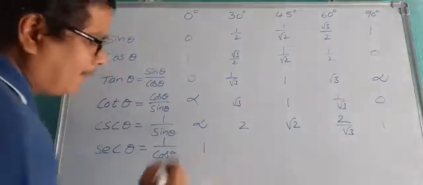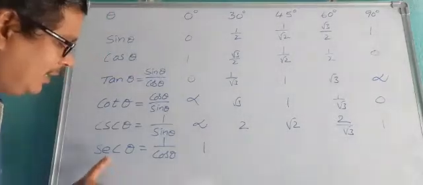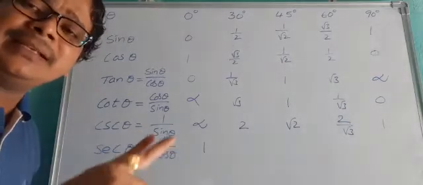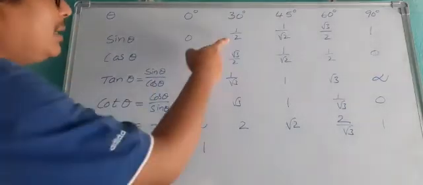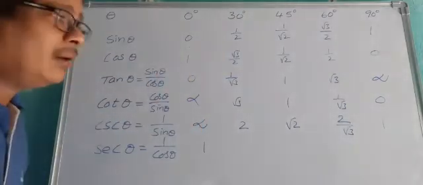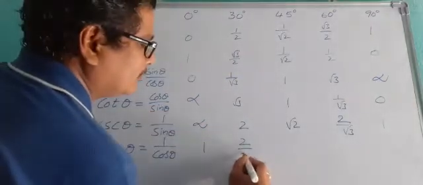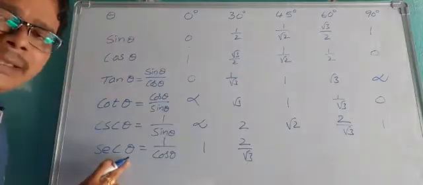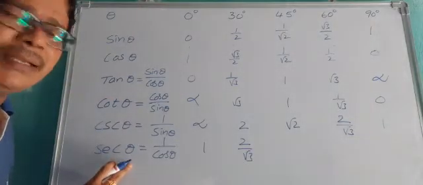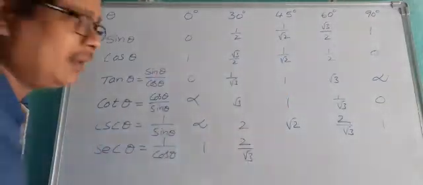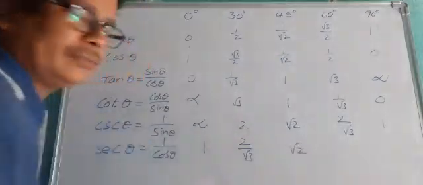Like 1. Okay, next one, secant 30 degrees. Secant 30 degrees means the reciprocal of cos 30. Cos 30 equal to how much? Root 3 by 2. Its reciprocal 2 by root 3. Okay, secant 45 means the reciprocal of cos 45. Cos 45 is 1 by root 2. Their reciprocal root 2 by 1, that equal to root 2.